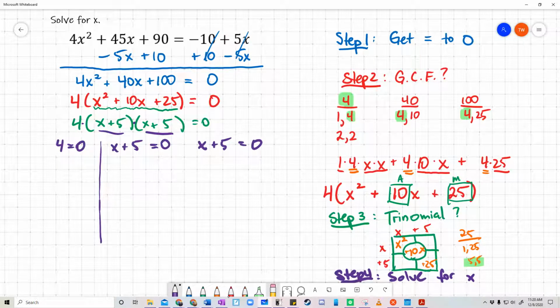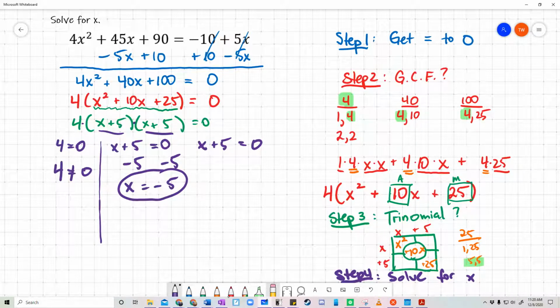Now, if I see 4 equals 0, that's really strange because 4 never equals 0. So I would just write 4 is not equal to 0 and realize that this factor is not going to generate a solution for x. And then these are matching, so I really only have to solve x plus 5 equals 0 one time. I don't know why I just rewrote it. But I'm just going to subtract 5 from both sides and get x equals negative 5.